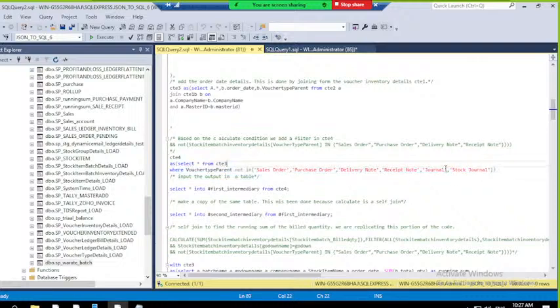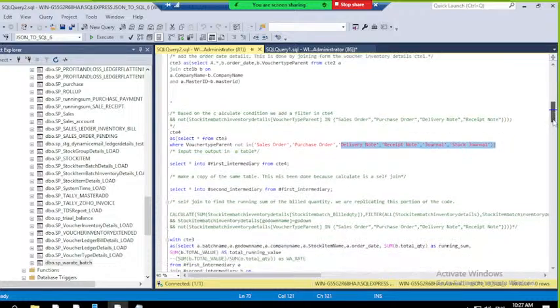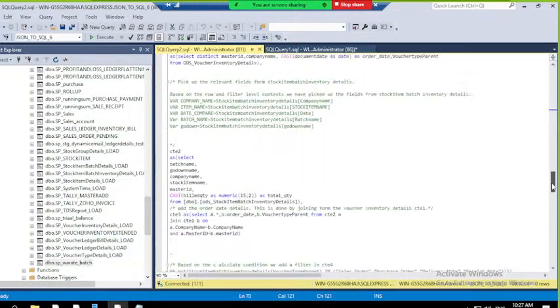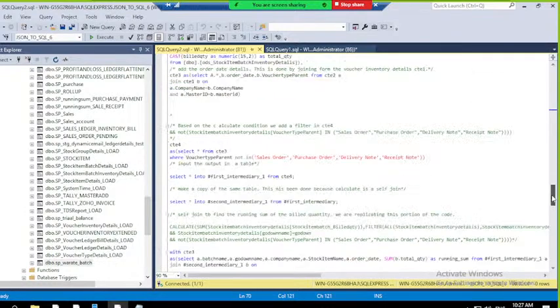So you can decide to keep journal or you might decide not to keep journal. You might decide to keep delivery note or not keep delivery note. And on the basis of this, it gives you the inventory valuation cost at the batch level. Did you understand this or not?